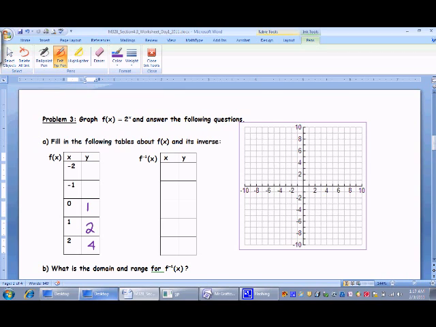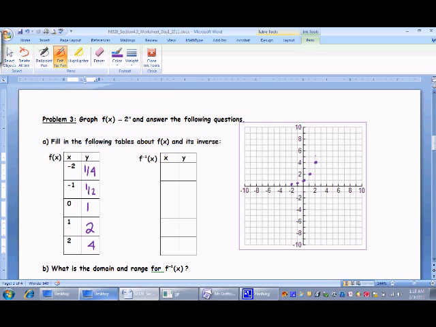I can also do some negative numbers in my function table. 2 to the negative first is 1/2. 2 to the negative second power is 1/4. And why don't I go ahead and graph it? Won't take very long. So negative 2, 1/4; negative 1, 1/2; 0, 1; 1, 2; 2, 4.